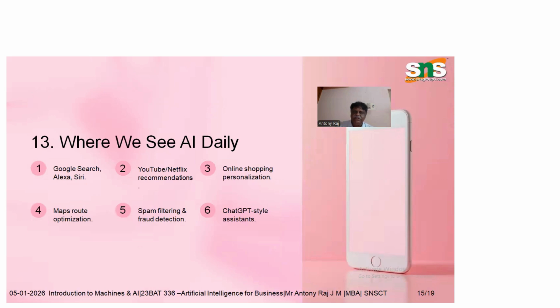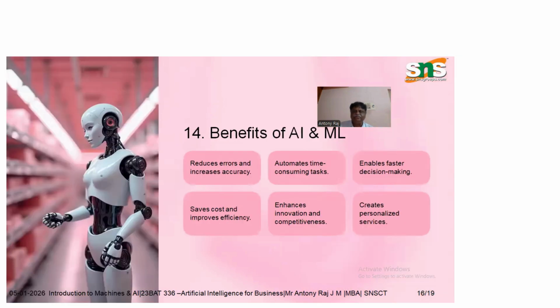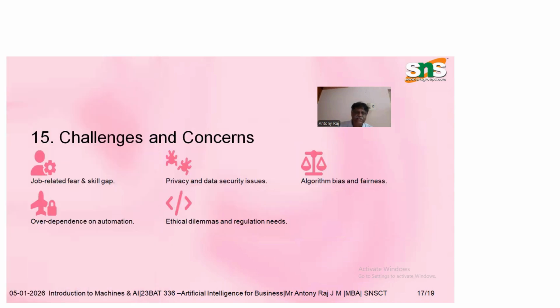These are some of the examples where we see AI daily, and you can very clearly be aware of them. You would have definitely come across all this. The benefits of AI and ML are huge. Some of them: it automates time-consuming tasks, enables much faster decision making, and creates personalized services. So there are many benefits of AI; these are just a few. And challenges and concerns: privacy and data security remain the biggest concern of AI, and the bias of the algorithms and fairness still continue to be a major challenge. And ethical dilemmas and regulation needs.